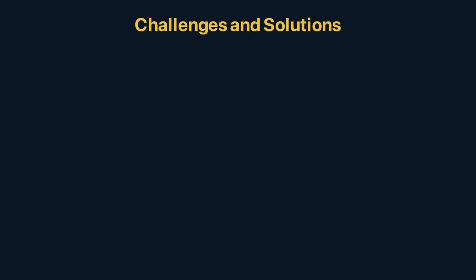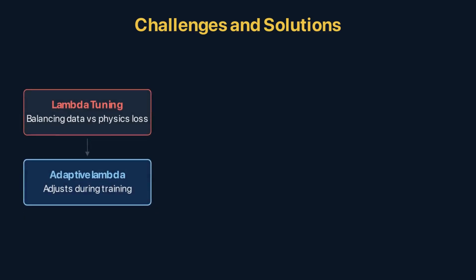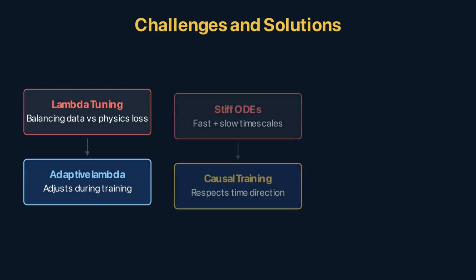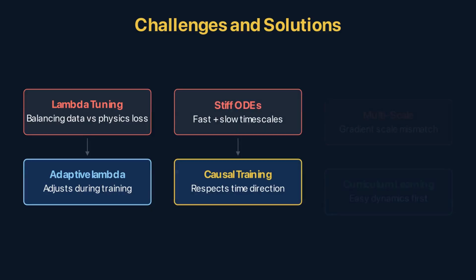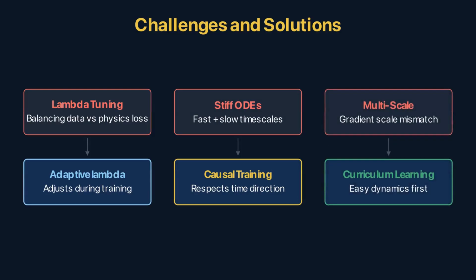PINNs aren't magic, they have challenges. Balancing data loss and physics loss requires tuning lambda. Too much physics weight, and the network ignores rare but real data deviations. Too little, and the solution violates the ODEs between measurements.